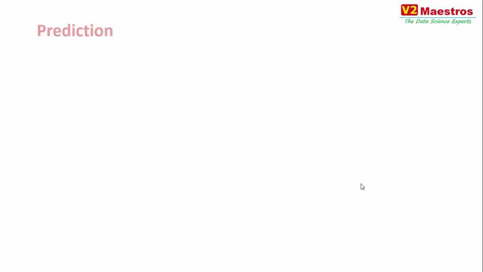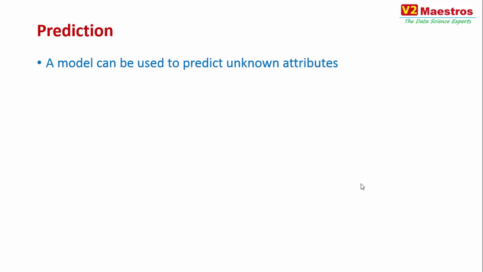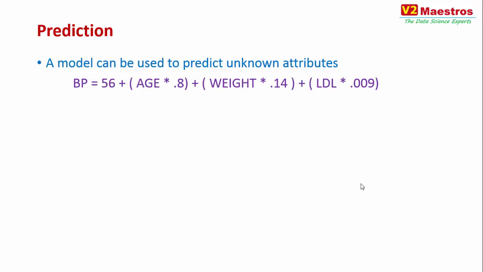Once you have a model, what you can do is prediction. So a model can be used to predict unknown attributes. A simple example is here. We already saw that there is a formula: blood pressure equals 56 plus age times 0.8 plus weight times 0.14 plus LDL times 0.009.